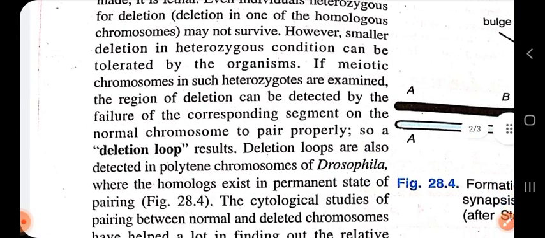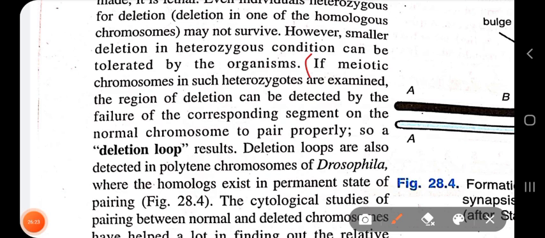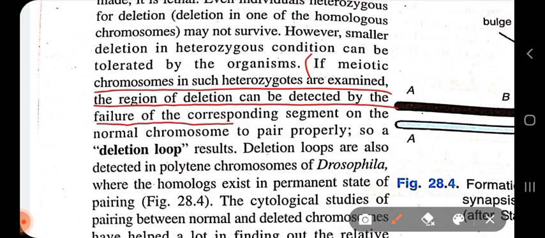Here it is saying that if meiotic chromosomes of deletion heterozygotes are examined, that means one chromosome has a deleted segment and the other homologous chromosome does not, the region of deletion can be detected by the failure of the corresponding segment on the normal chromosome to pair properly. It will not be able to pair properly because the other chromosome has a deleted segment, so the segment tries to pair but cannot, and a deletion loop will be observed.